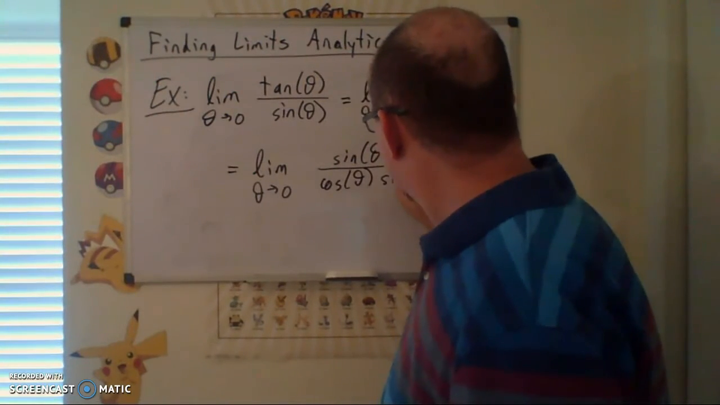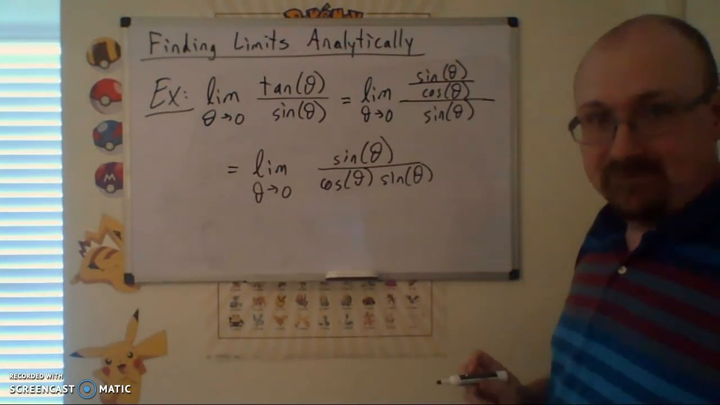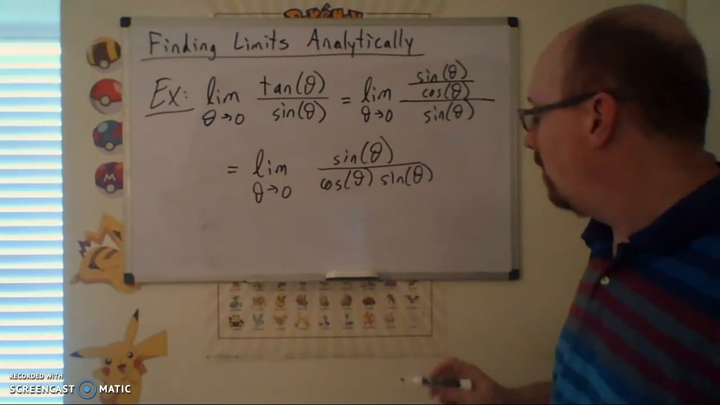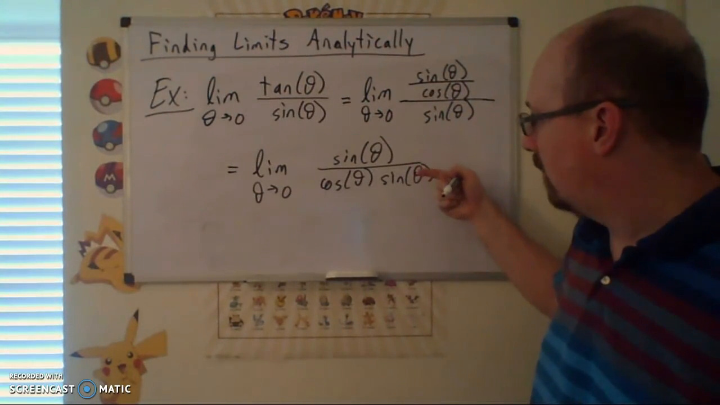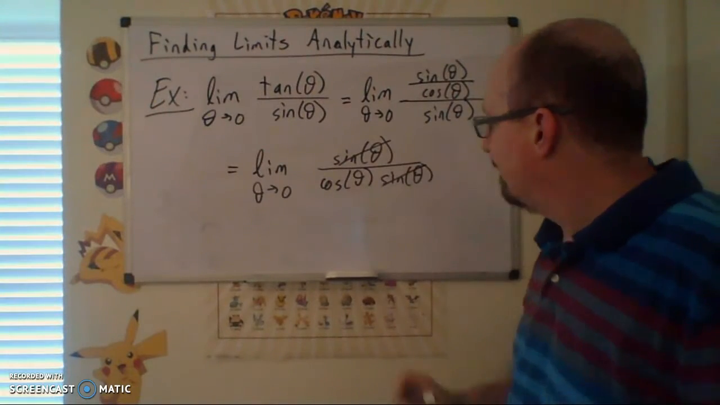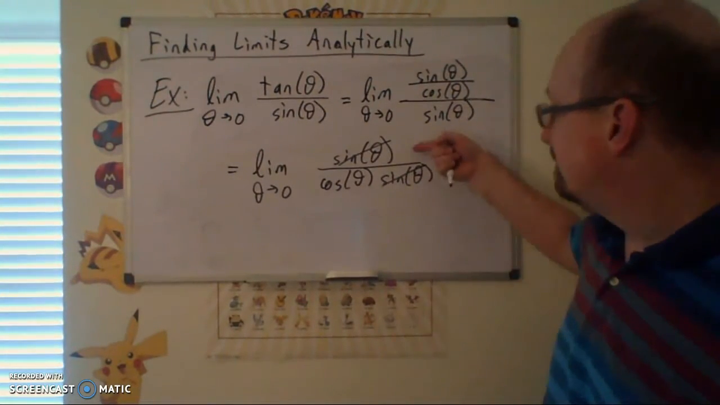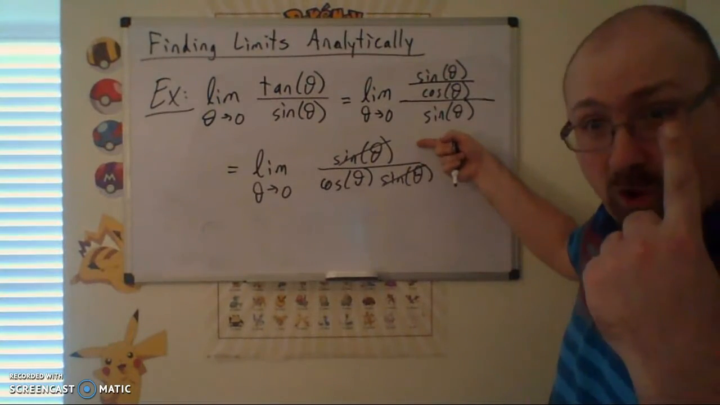So we have cosine of theta times sine of theta. And you may recall, everywhere other than 0, the sine of theta terms go poof. Now, at this point, if you try a direct substitution, all that's left in the numerator is 1.